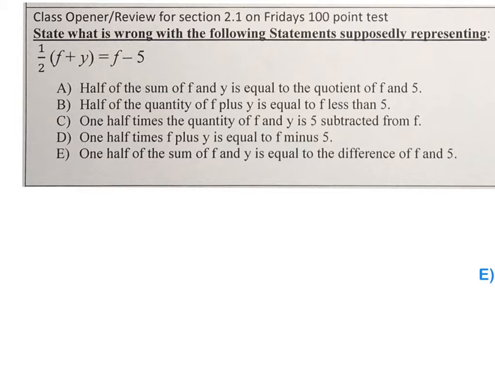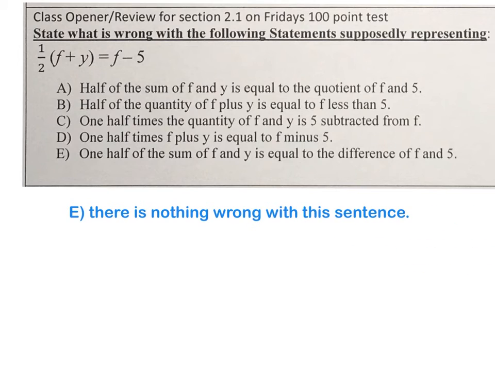The last one says 1/2 of the sum. Okay, 1/2 of the sum, and the sum implies parentheses, so that's good. Sum is addition, perfect, of f and y. Okay, f plus y, that's the sum of f and y, is equal to the difference. Difference does not imply a switch. It's just subtracting of f and 5. So f take away 5. That's perfect. This is the correct answer. So state what's wrong with E. There is nothing wrong with this sentence. There is nothing wrong with E.